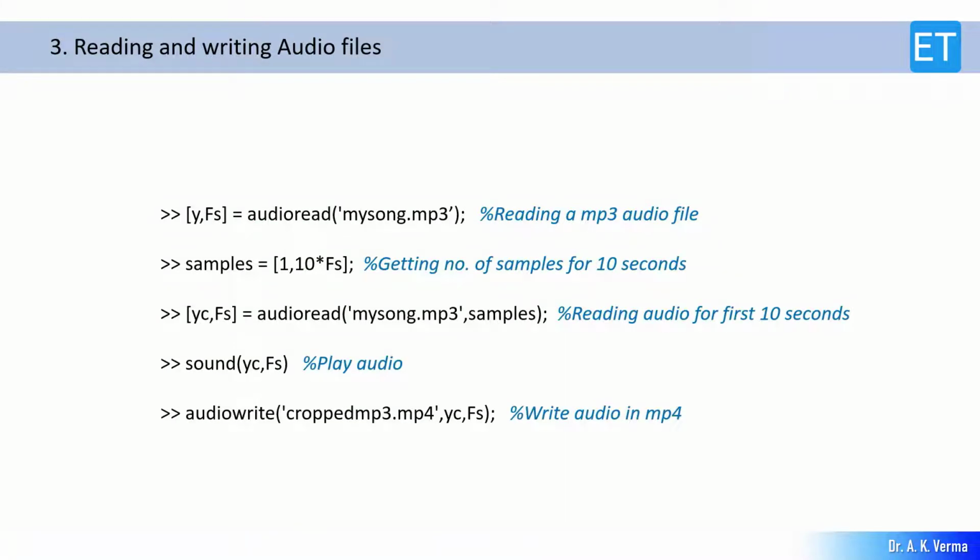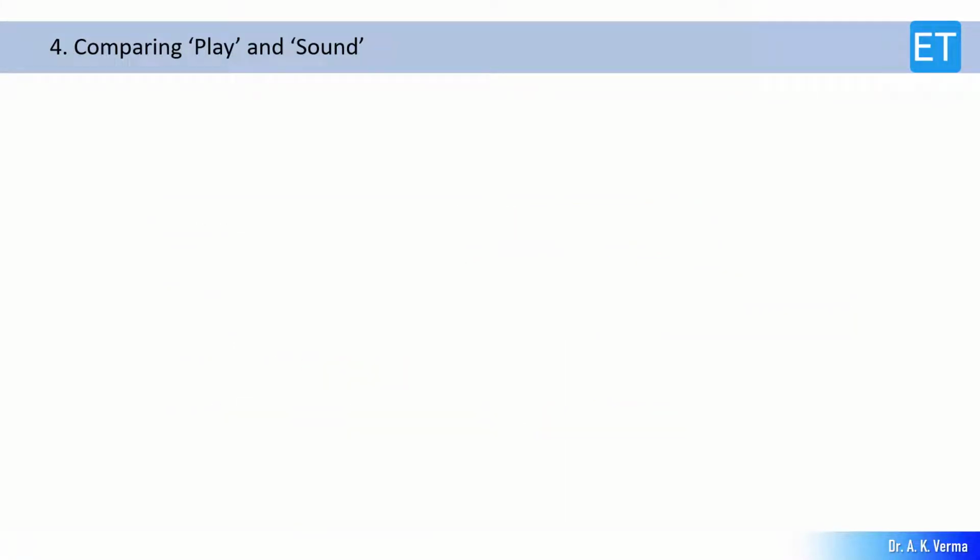Now let us compare the play and sound commands. As I said earlier, sound is uncontrolled. Once it is executed, you cannot stop it. But play has the full control facilities. You can stop it, you can pause it, you can resume it. So let's see this with an example. But the problem with play is that it cannot work with an array. You cannot play any array, but sound can play any variable from the workspace.